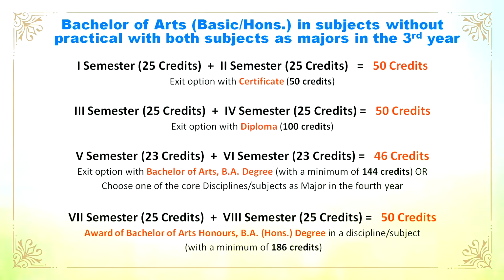He will get a Bachelor of Arts or a BA degree with a minimum of 144 credits after the third year. Then he will now have to choose one of the core subjects as his major in the 4th year, and he will be awarded a Bachelor of Arts honors or a BA honors degree at the end of the 4th year if he has managed to collect a minimum of 186 credits.